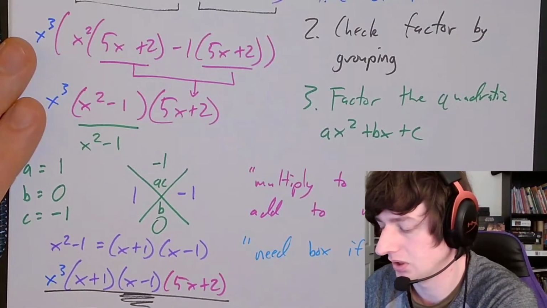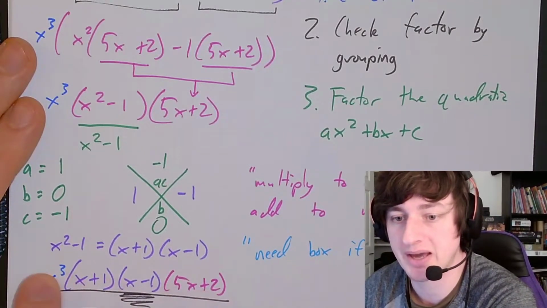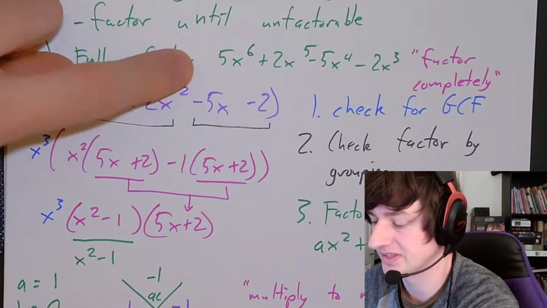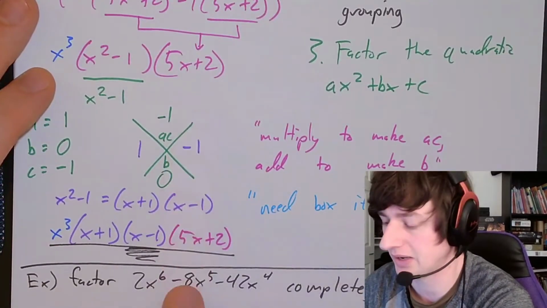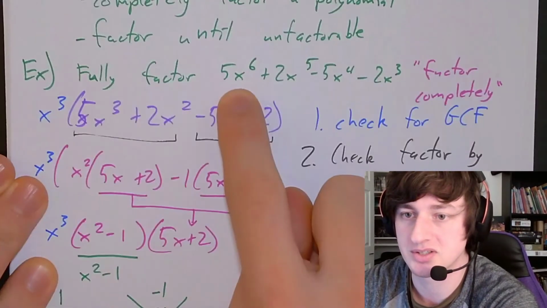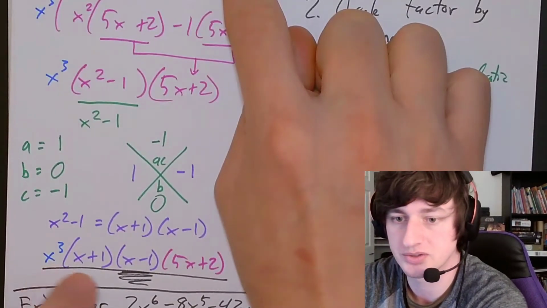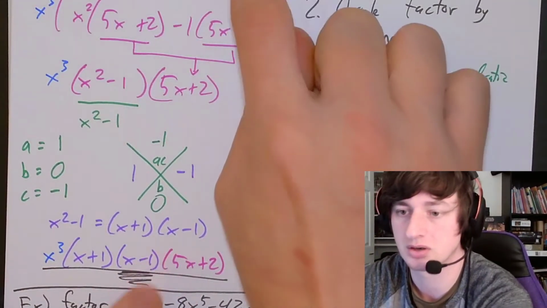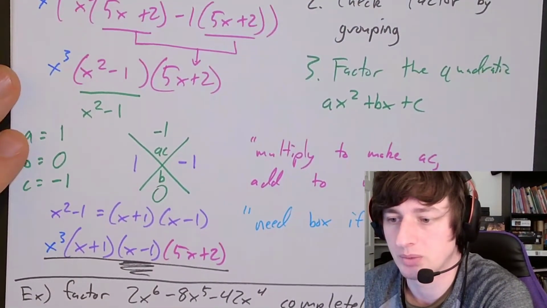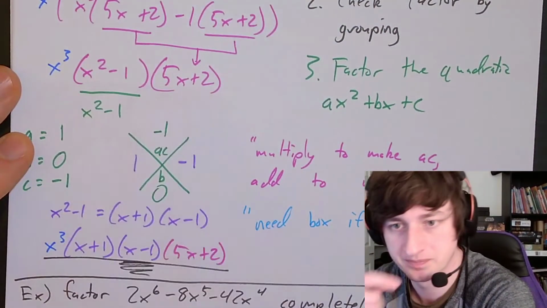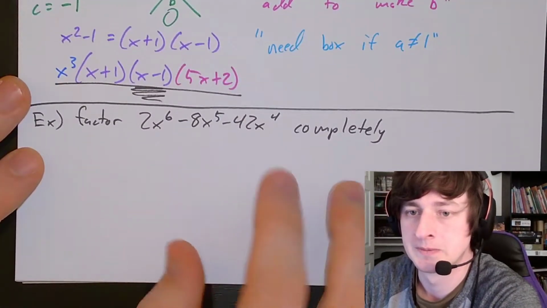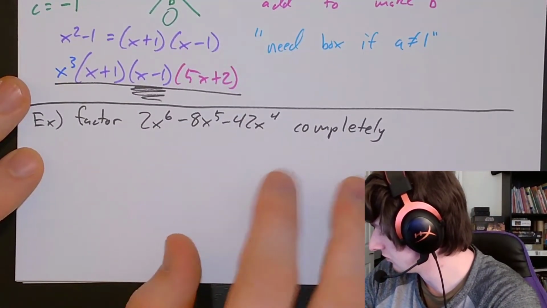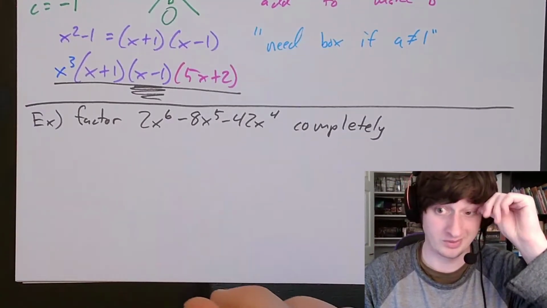If we were to multiply this all back, we should get this original problem. And so we need that 5x plus 2 because without it, we're not going to get 5x to the 6th. There's no constants in our answer here besides the 5 to get our original problem. So yeah, we still need all the pieces here. We just turned the x squared minus 1 into two multiplication problems or two multiplication parentheses. Okay.